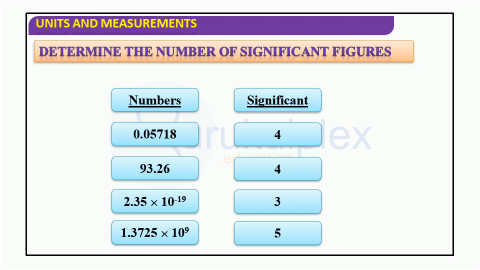When multiplying or dividing, the product or quotient can have up to the smallest number of significant figures of any of the components. For instance, multiplying 0.05718 and 93.26 results in 5.33, which has 3 significant figures, the same as 2.35.